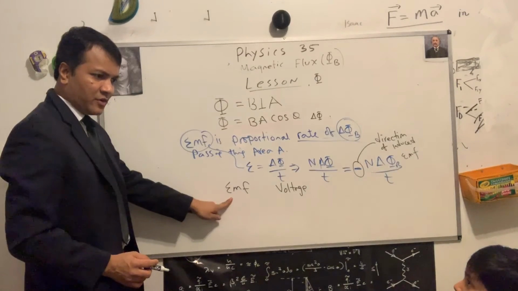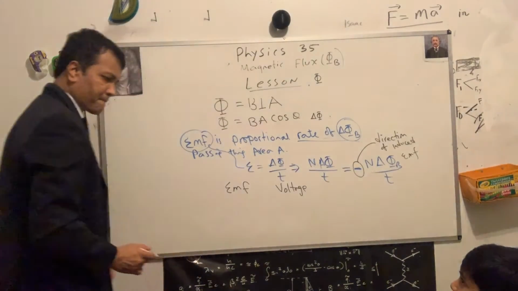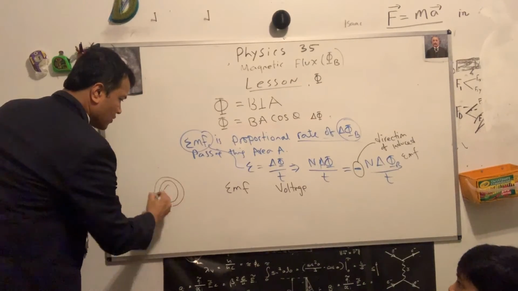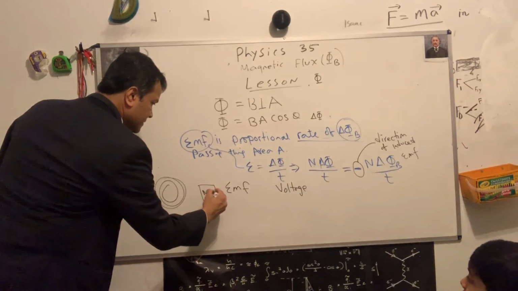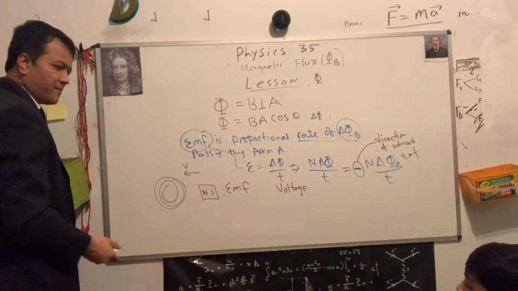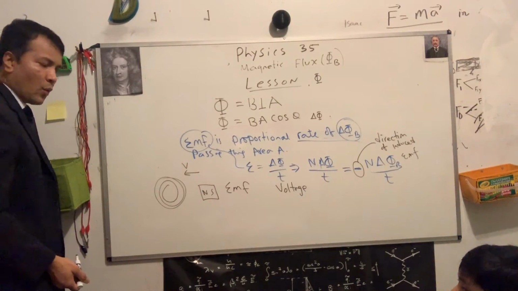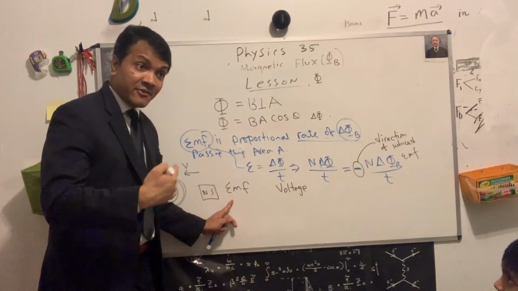How can you create this induced voltage? By moving magnetism. You have the loop and you have a magnet, and then you just stick the magnet through the loop and start moving. You move the magnet with velocity v through the wire and you create EMF.